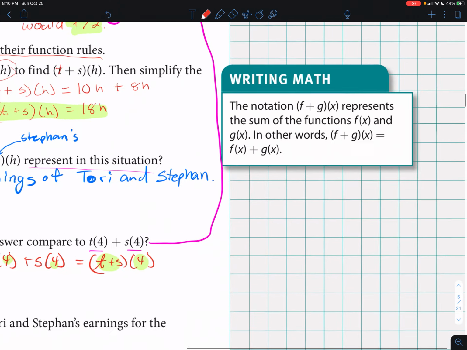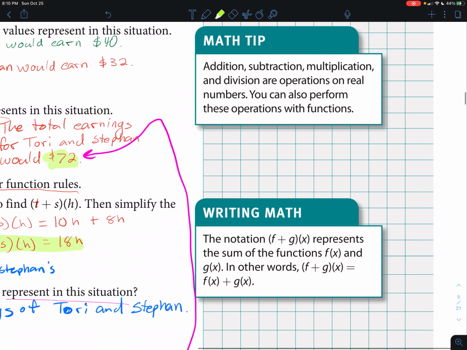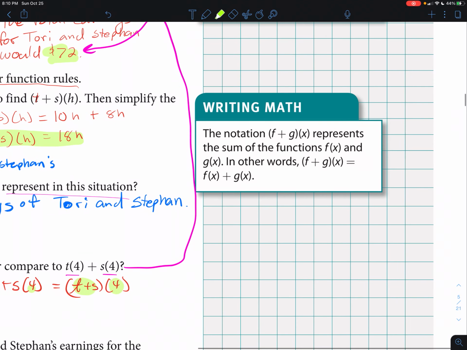So over here, if you notice, it talks about that some more too. We've got addition, subtraction, multiplication, division, or operations. You can also perform these on functions. Writing math, the notation f plus g of x represents the sum of f of x and g of x. In other words, what we just said, f plus g of x is the same thing as f of x plus g of x. The notation means the same thing.